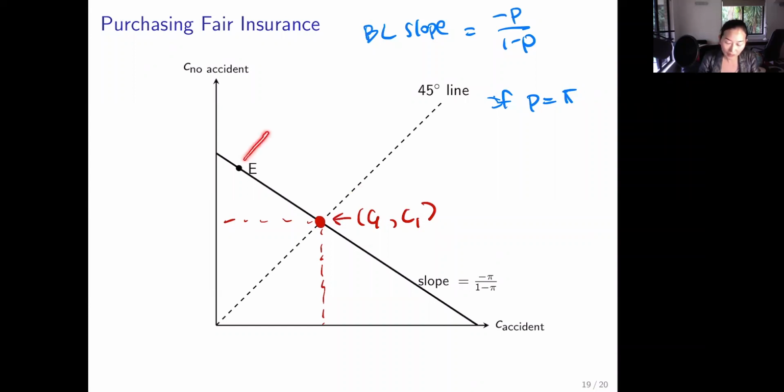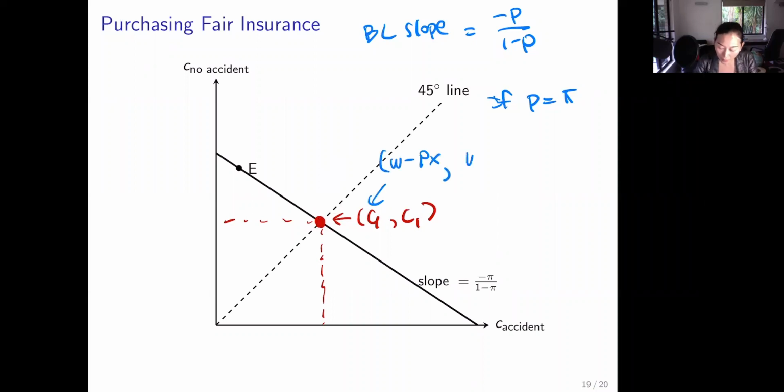So if she doesn't buy insurance, she stays at E, but then she's going to choose that point. To get to that point, that means she had to buy the unit of insurance such that, accident or no accident, she ends up with the same wealth. So this one would be equal to W minus P times X. X is a unit of insurance, right?